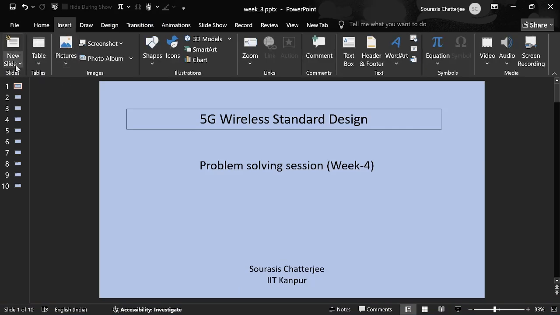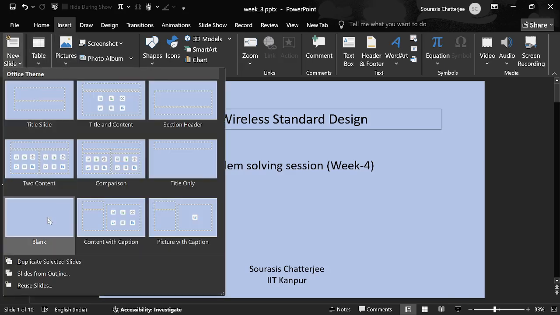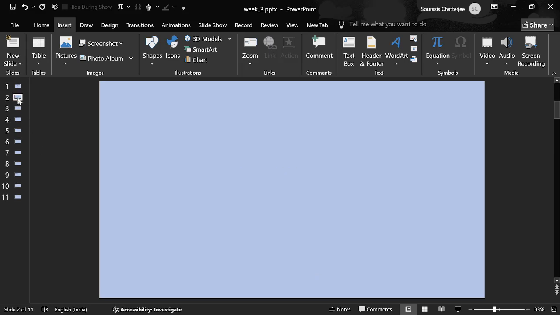Welcome you all to the fourth problem solving session for this class titled 5G Wireless Standard Design. Let me introduce a new slide here. This week's content is mostly about receiver design, right? That's the primary difference compared to the previous three weeks' content.